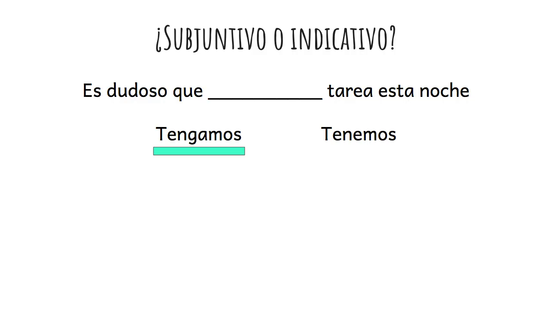We use the subjunctive here because we're using the impersonal expression of it's doubtful that. Because it is doubtful whether or not this is going to happen, we need to be using the subjunctive.